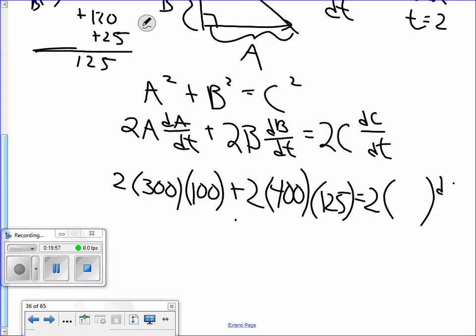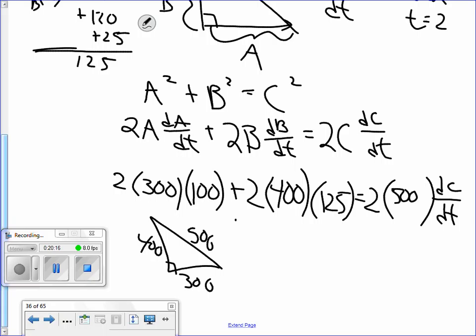The only thing we have to fill in now is the C, and then we can figure the rest out. Now, we said at this moment in our little right triangle, A was 300. Oh, I love these numbers. B was 400. So at that moment, C is 500. Now, I would definitely get rid of all the 2's, just divide both sides by 2.